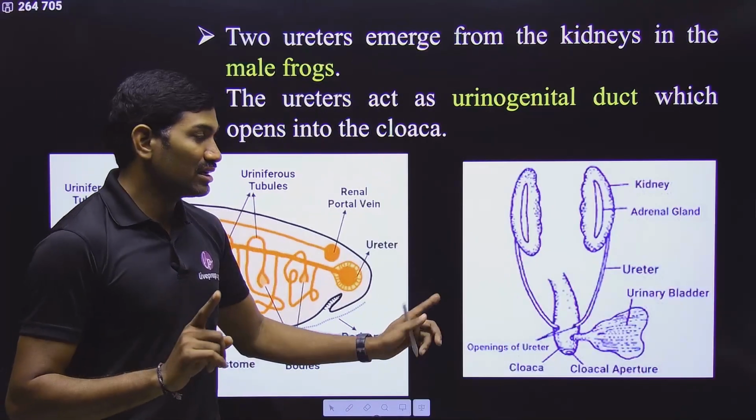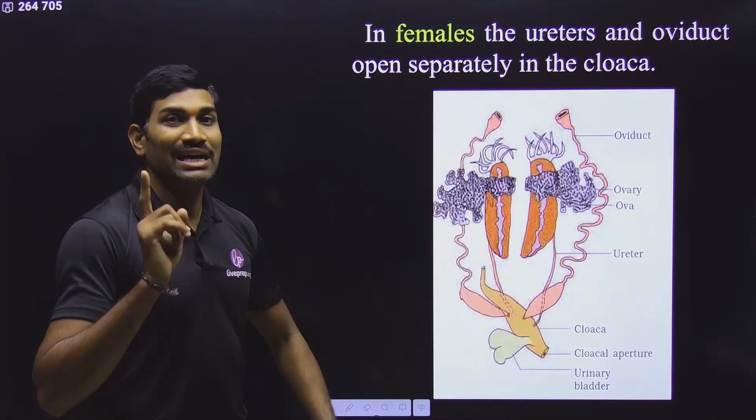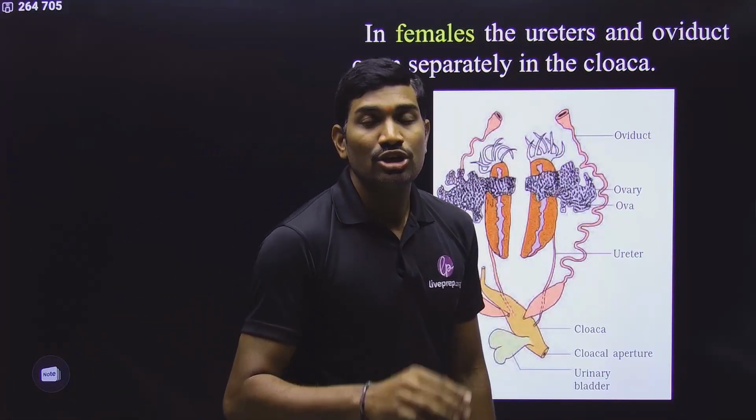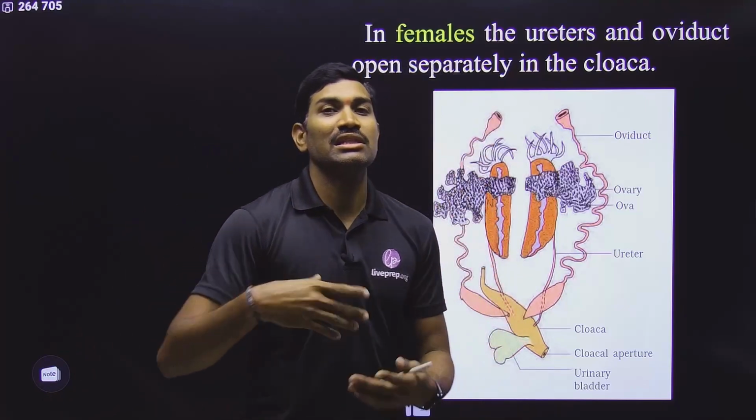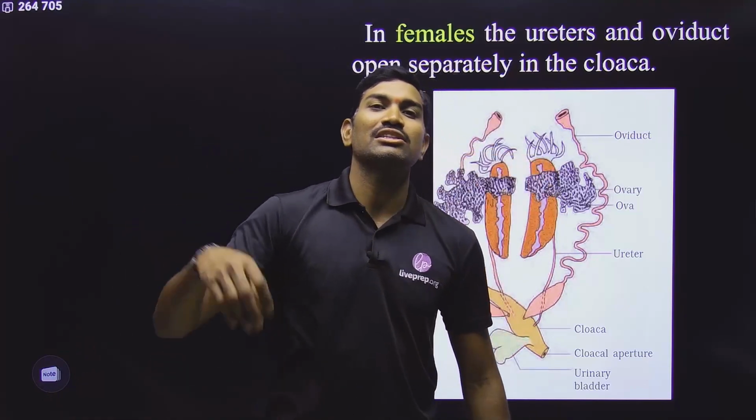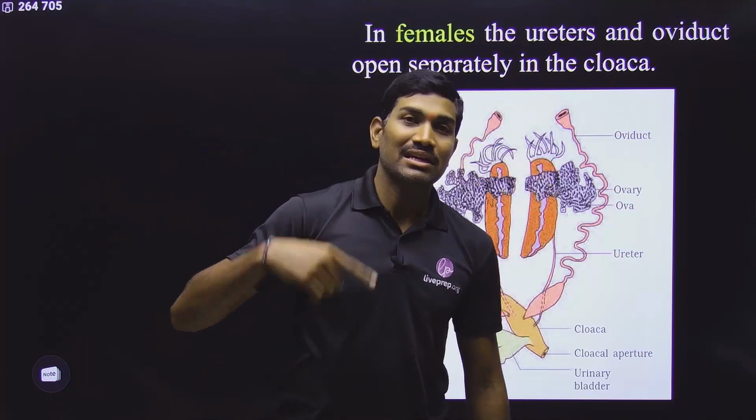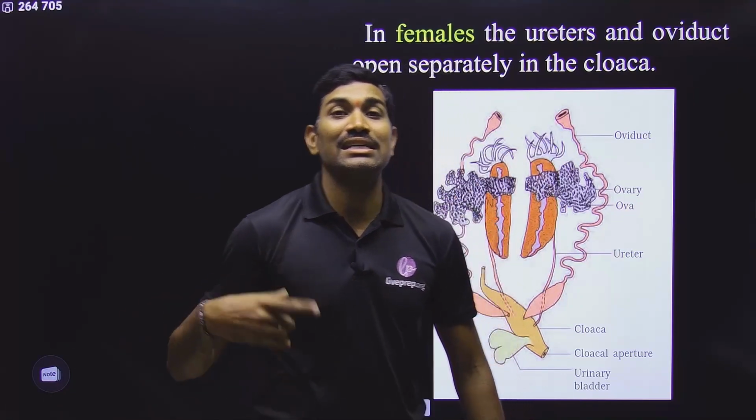And from this cloaca again they are released to outside. Please remember, there is no internal fertilization here. So we are observing external fertilization in the frog. Sperm cells are released outside, in the water, and ova are also released into the water. So fertilization will occur inside the water. That's why it is external fertilization.